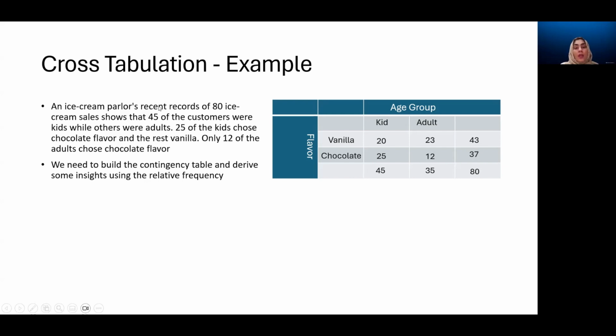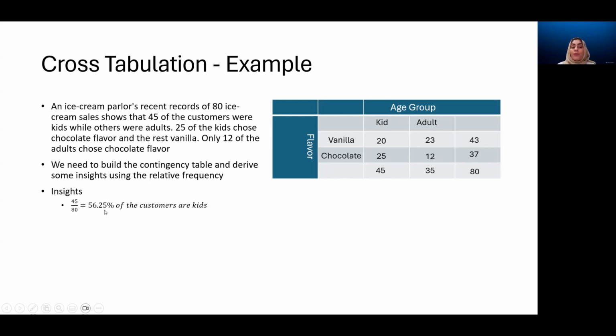These values were not specified in the discussion, in the specification of this data, but we calculated them from this contingency table. So we know that the total number of customers who ordered vanilla flavor were 43. We also know that the total number of customers who ordered chocolate flavor were 37. There are a few other insights that we can get from this contingency table.